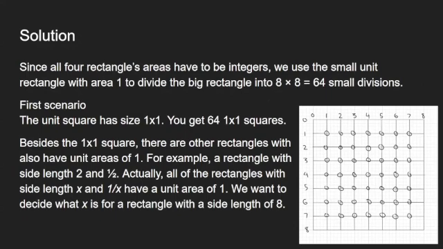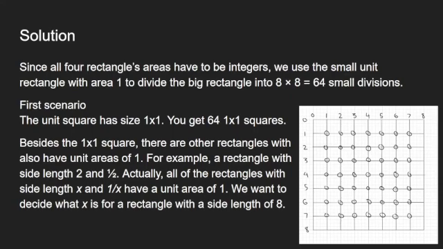So our solution here is, since all 4 rectangles' areas have to be integers, we use the small unit rectangle with area 1 to divide the big rectangle into 64 small divisions. First scenario, the unit square has size 1 by 1, so you get 64 of these 1 by 1 squares.